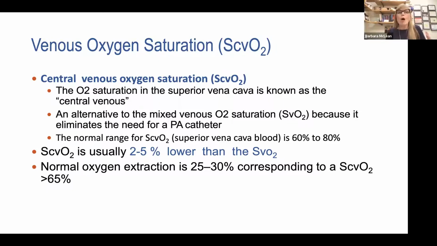And we're going to call this central venous oxygen saturation. That's what we see when we talk about the superior vena cava. Now, this is a lovely indirect surrogate or an alternative to the mixed venous O2 sat because it eliminates the need for a PA catheter.